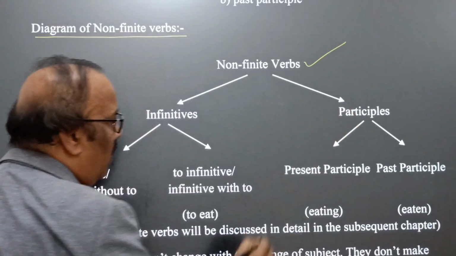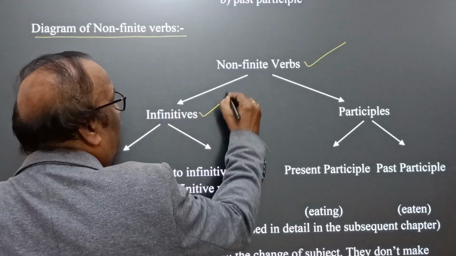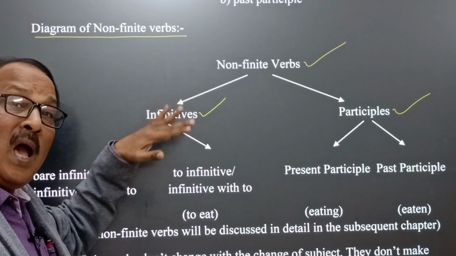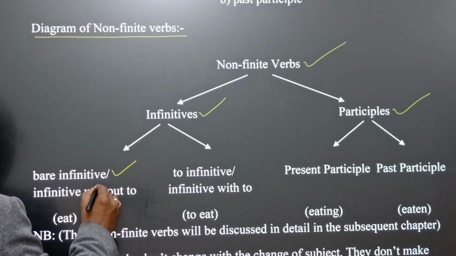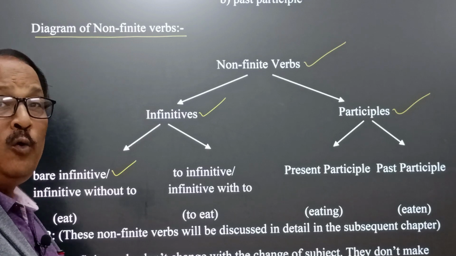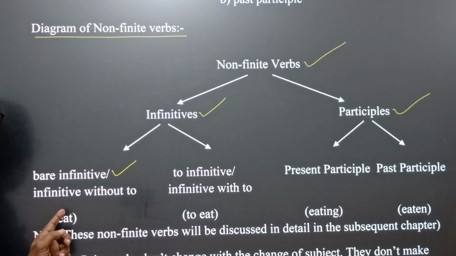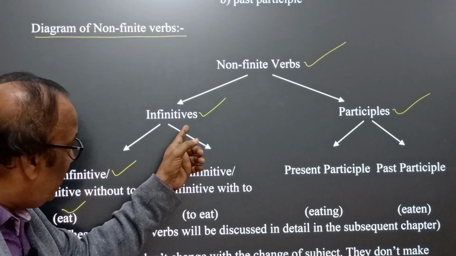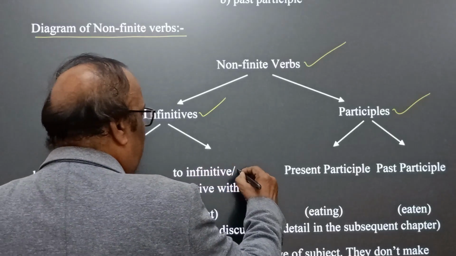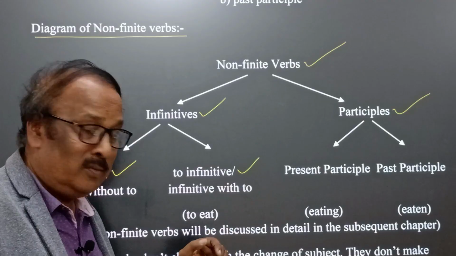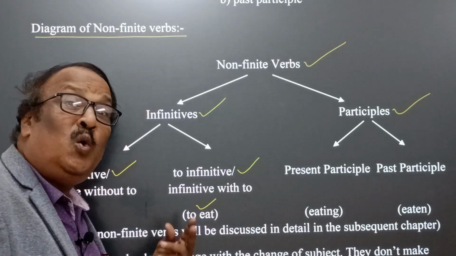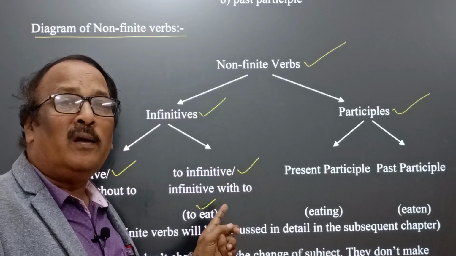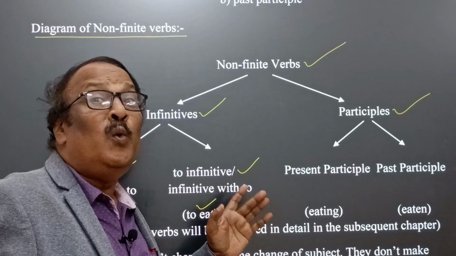Non-finite verbs are of two types. One is infinitives, what we have discussed, and the other is participles. Infinitives are of two categories. One, bare infinitive or infinitive without to. Eat is an example of bare infinitive, the base verb without to. Now see another infinitive, that's to-infinitive or infinitive with to. Remember, here the example is to eat. Whenever we use to before the base verb, that is what we call to-infinitive or infinitive with to.